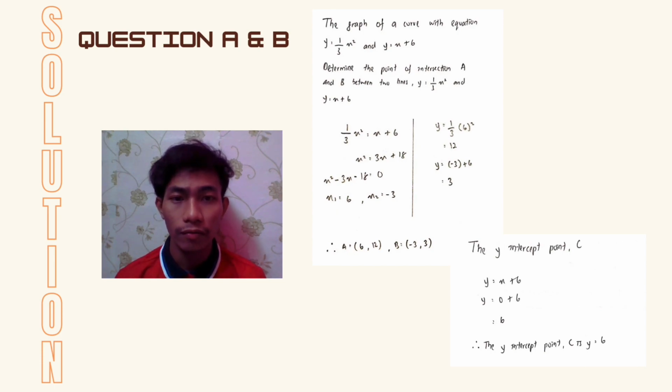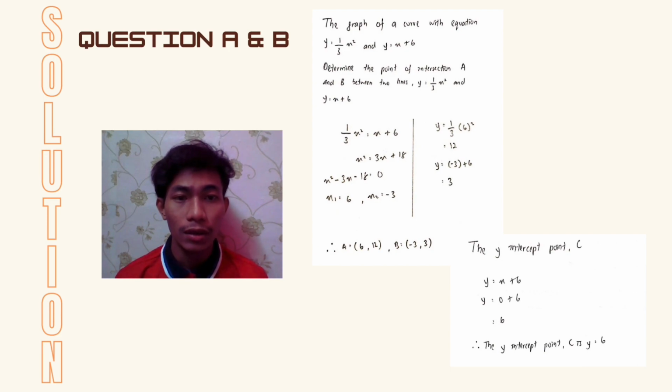After you get the values of x, substitute them into the equation, which is y equals 1 over 3 times 6 squared, and we get 12. The same goes for the second equation, y equals negative 3 plus 6, and we get 3. And for the final answer, point A equals (6, 12) and point B equals (negative 3, 3).